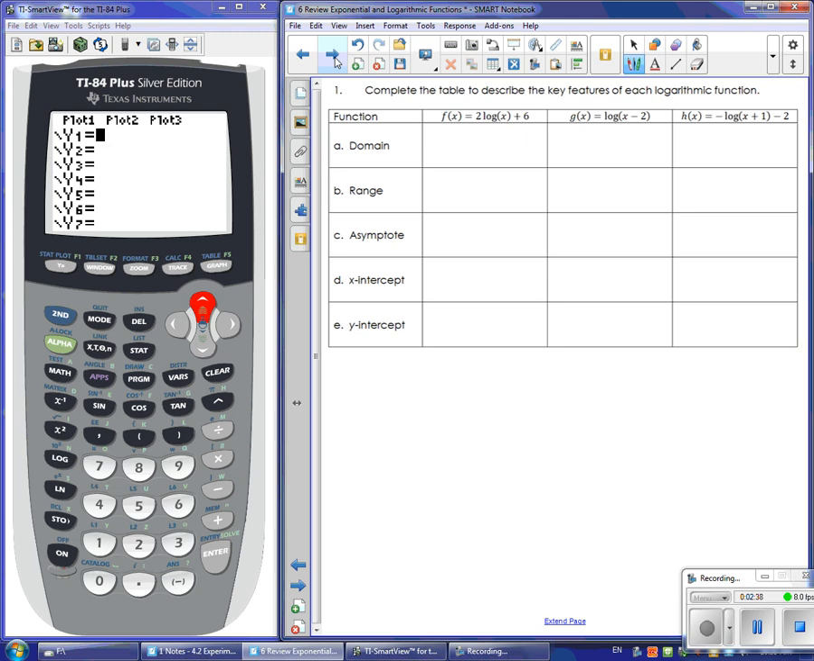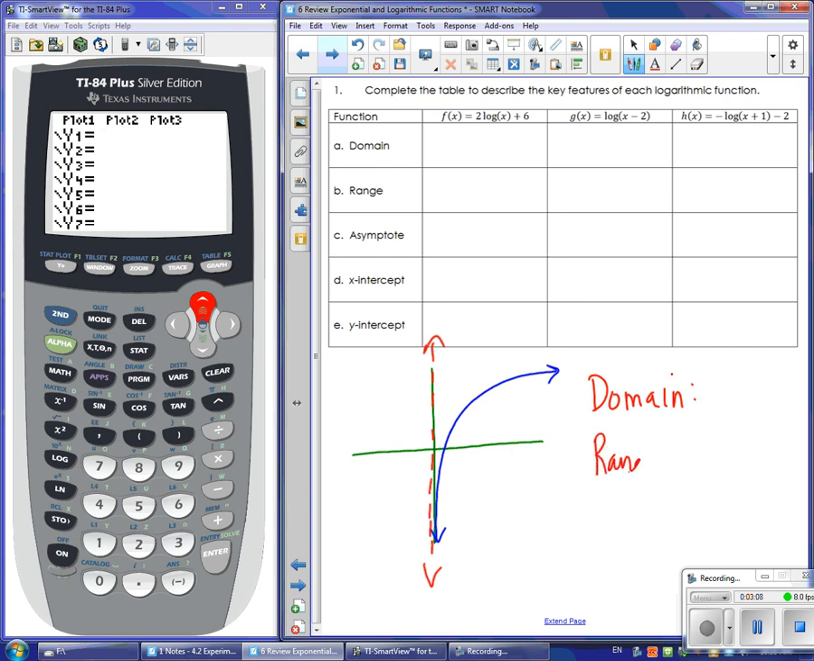The first question is asking you to complete a table about the key features of a logarithmic function. Well, if you remember, when we talked about the parent function, all logarithms have what we call a vertical asymptote. And so that's essentially what a logarithm looks like. All logarithms are going to have a domain that relates to the vertical asymptote. And the range for every logarithm is always going to be all real numbers.